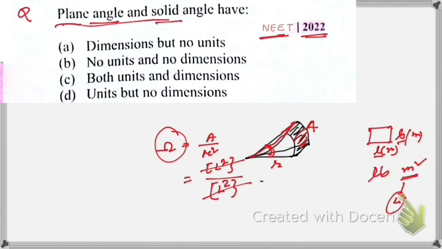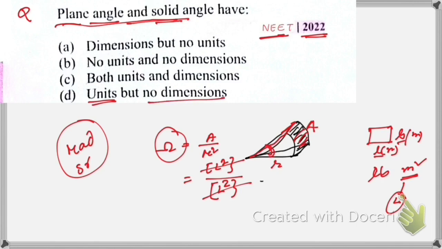In case of plane angle and solid angle, they have units. To measure the plane angle we have the unit radian, and to measure the solid angle we have steradian. They have units but no dimensions. So option D is correct. Hope you have understood this. Now let's move on to the next question.